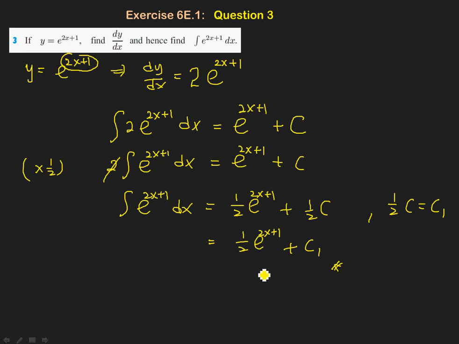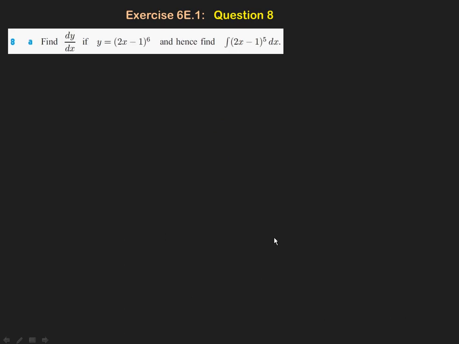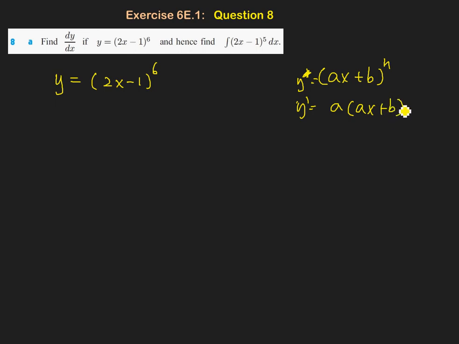Now moving on to question 8a. Find dy/dx if you are given this. Okay, fine, just dive into it straight away. If you recall, you have something like this, and when you differentiate this y, the dy/dx would be a times (ax plus b) to the power n minus 1. There will be n here, and this is n minus 1. So this is the formula for that.